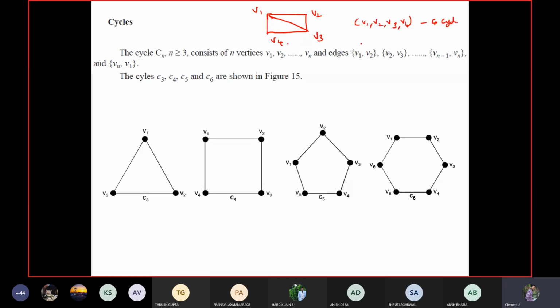So 4 length. Next, another cycle is V1, V2, V3. Sorry, I forgot to add one more vertex there. That is V1, V2, V3, V4, V1. Then only it can have the cycle formation. So this is a 4 cycle. Next, V1, V2, V3, V1. This is a 3 cycle.